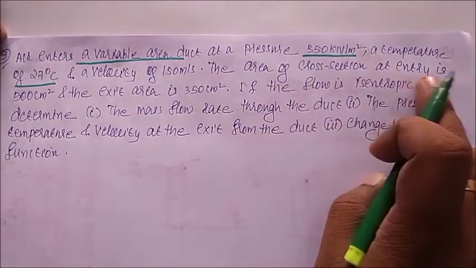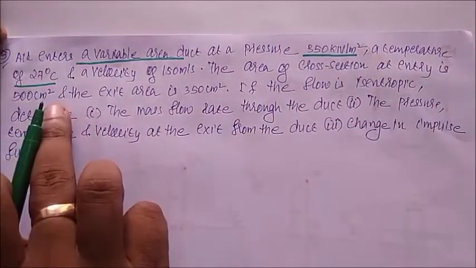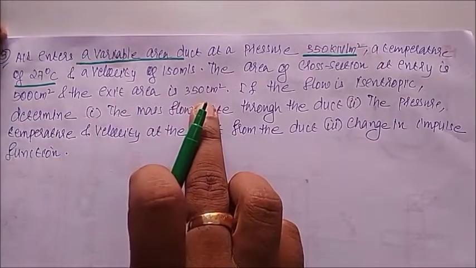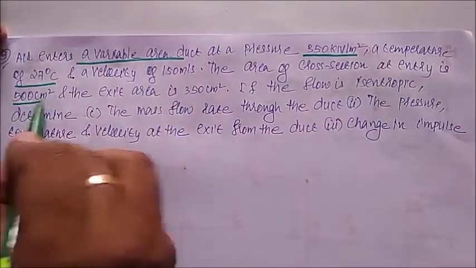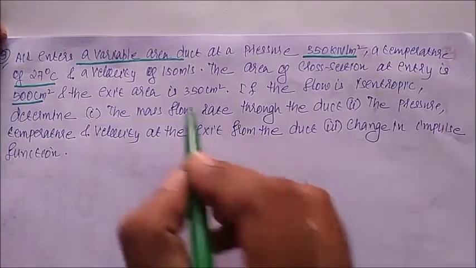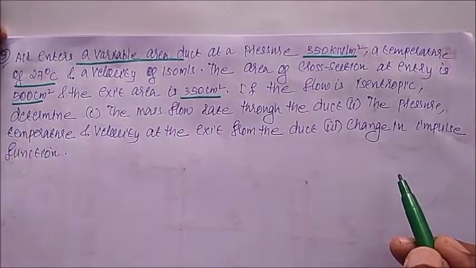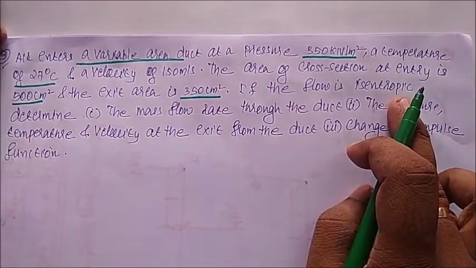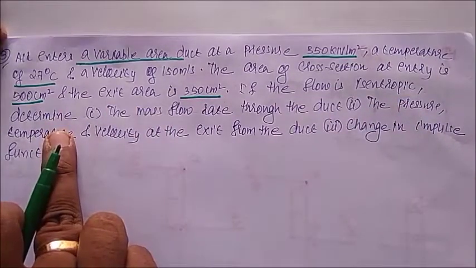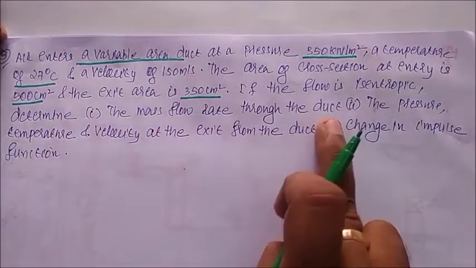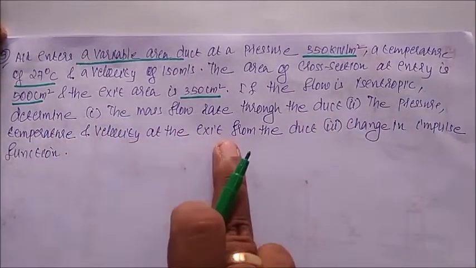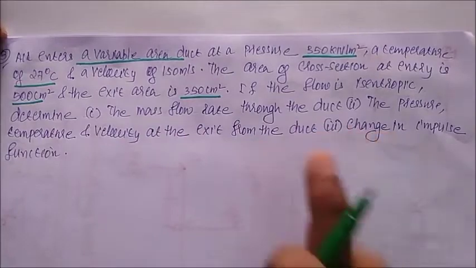The area of cross section at the entry is 500 centimeter square, and the exit area is 350 centimeter square. That is, A1 is equal to 500 centimeter square and A2 is equal to 350 centimeter square. If the flow is isentropic, we have to determine the mass flow rate through the duct. We have to find out the pressure, temperature and velocity at the exit of the duct, and the change in impulse function.